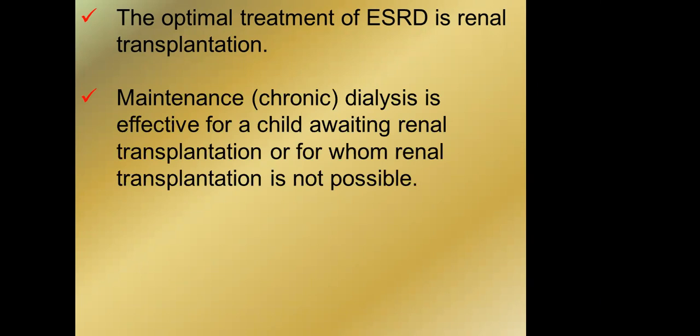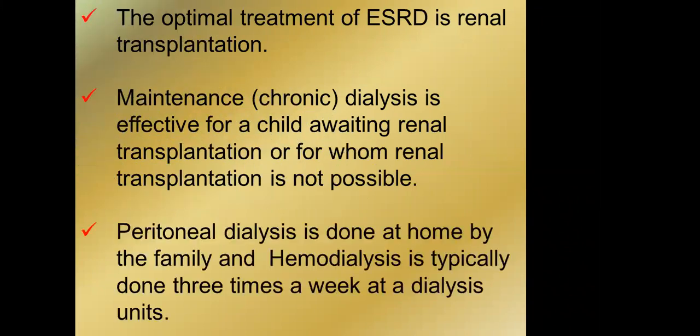Dialysis, chronic dialysis or maintenance dialysis, is used for the patient while waiting for the renal transplant, or if the transplant is not possible because of financial causes, or because there is no compatible donor. The chronic dialysis is done in two forms: peritoneal dialysis, which can even be done at home by the family, or hemodialysis, which is typically done 3 times a week at the dialysis unit in the hospital.